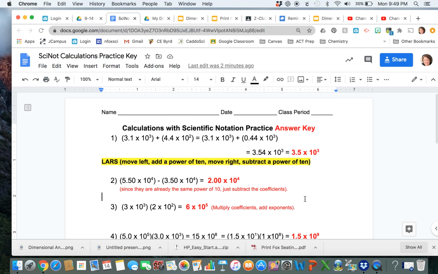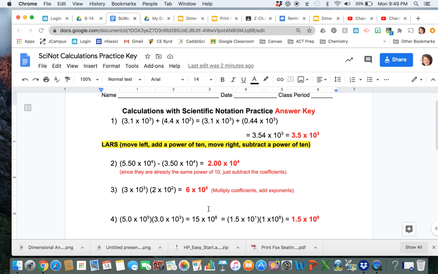Question 3. Multiply the coefficients, add the exponents. The coefficients are these first numbers. 3 times 2 is 6. Now add the exponents, 3 plus 2, which is 5.